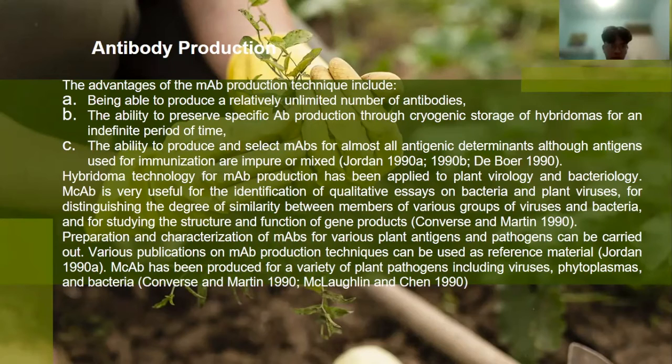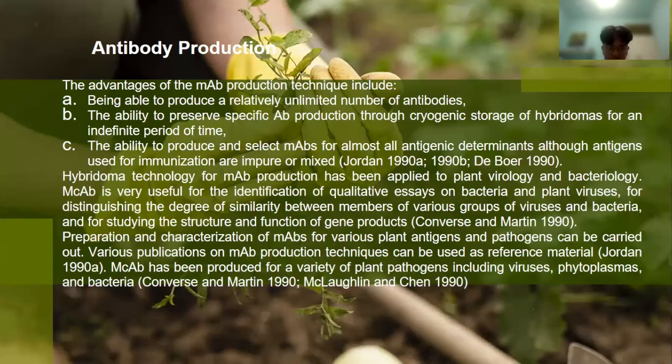Antibody production. The advantages of the MAb production technique include: A, being able to produce a relatively unlimited number of antibodies. B, the ability to preserve specific antibody production through cryogenic storage of hybridoma for an indefinite period of time. C, the ability to produce and select MAbs for almost all antigenic determinants, even when the antigens used for immunization are impure or mixed. Jordan 1990, 1990b, De Boer 1990.